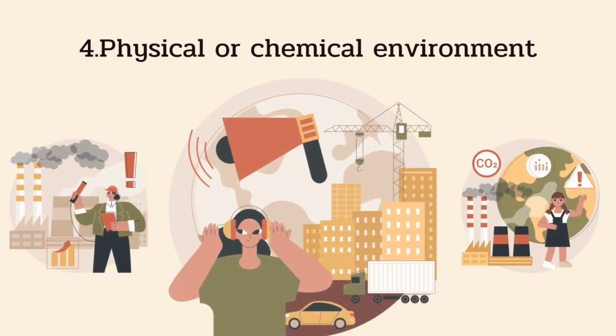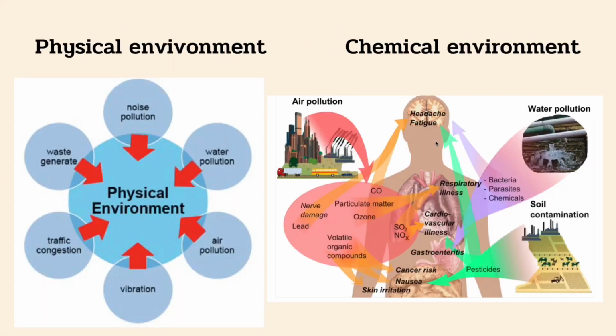Physical or chemical environment involves the physical surroundings and geographical conditions of the place that one lives in. Environmental effects on development include reduction in IQ from exposure to heavy metals such as lead, changes in puberty from exposure to endocrine disrupting chemicals, birth defects and fetal loss.